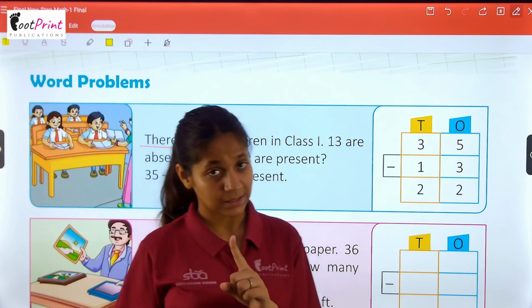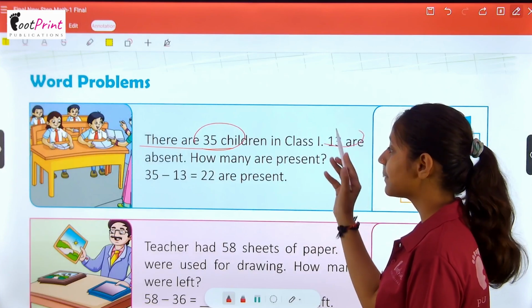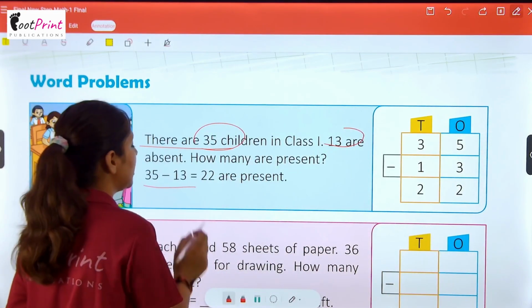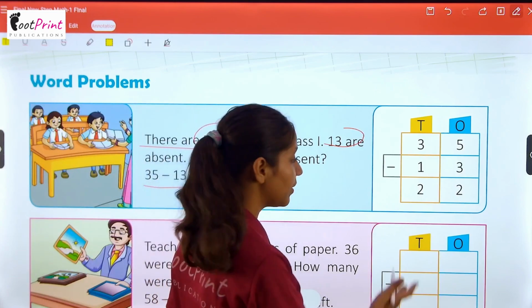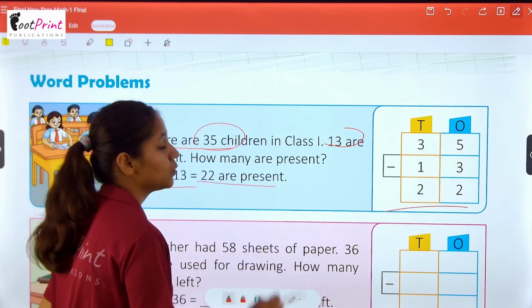Class 1 is being talked about, in which there are 35 children, out of which 13 are absent. So how many are present? That means 35 minus 13. We will make a column and then we will get the answer. Answer is 22. That means 22 are present.